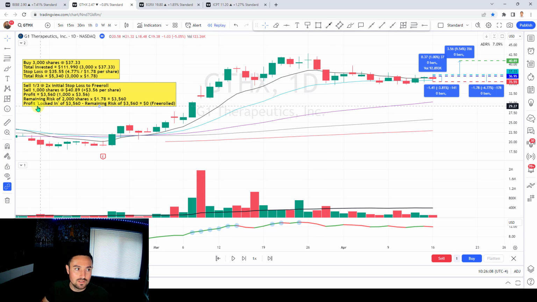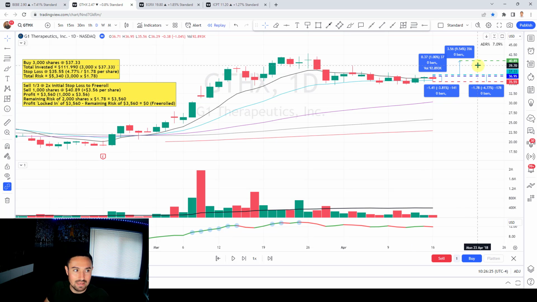That's what I'm doing. So here, I'm going to then sell one third of the position, which is going to be 1,000 shares, at two times the initial stop loss risk. So remember, it was $1.78. Let's times $1.78 by 2, we get to $3.56. Makes sense? So we're going to sell 1,000 shares at $40.89.